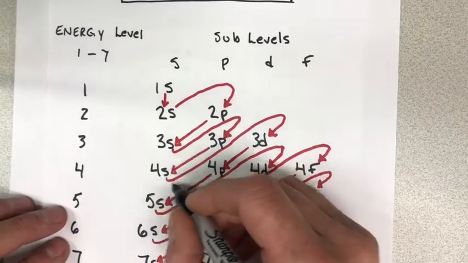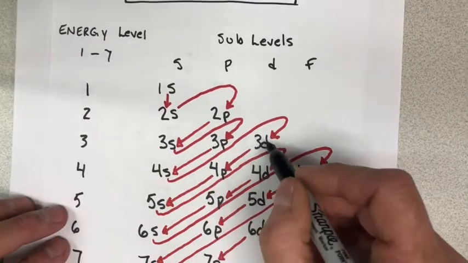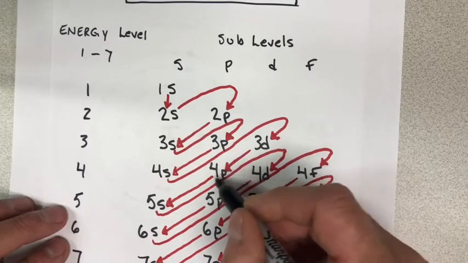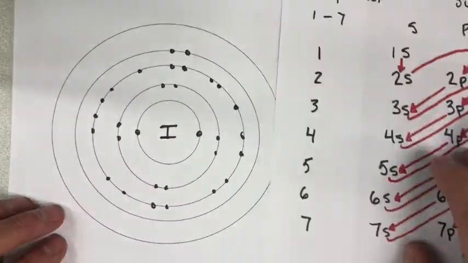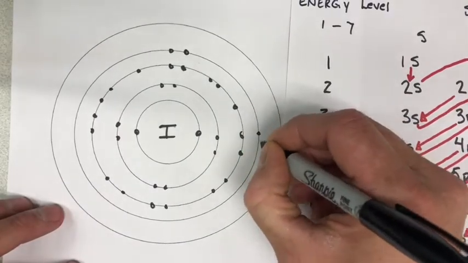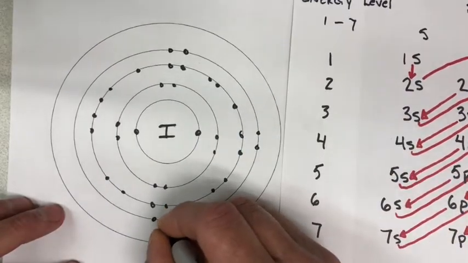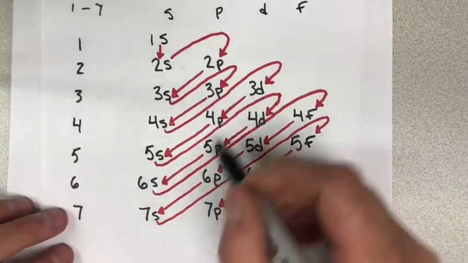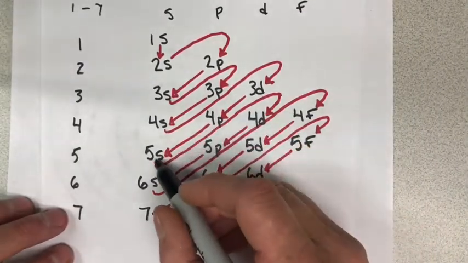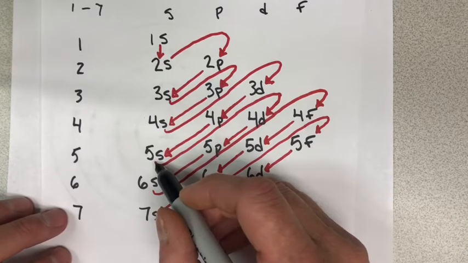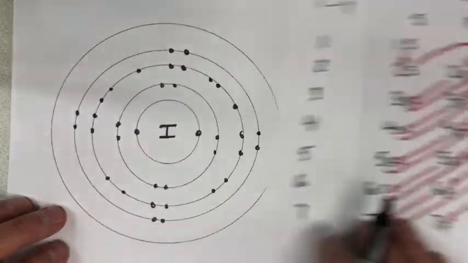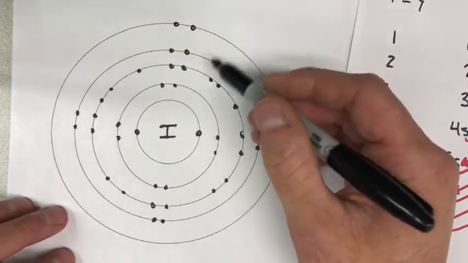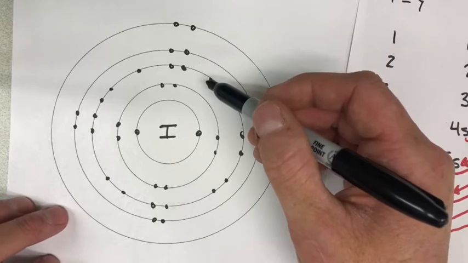Now, after 4s, we move to 3d, that's what we just did. Now we continue filling up the fourth energy level with our p electrons, of which there are 6: 2, 4, 6, okay? So we filled those 4p. Now we're gonna start to fill in the fifth energy level with s electrons, okay? So our fifth energy level, we're gonna start to fill it before the fourth energy level is completely filled.